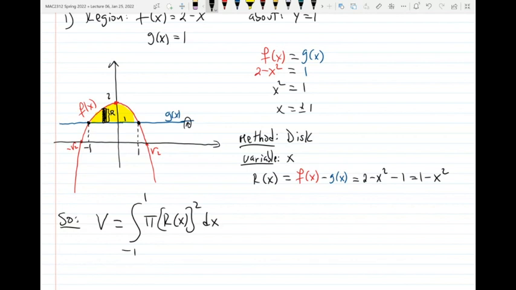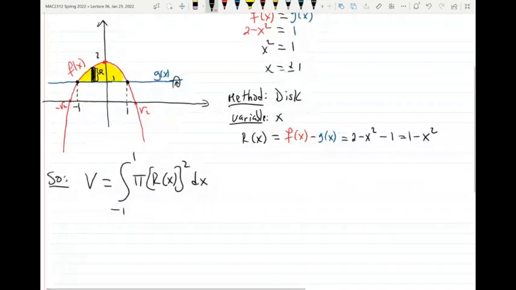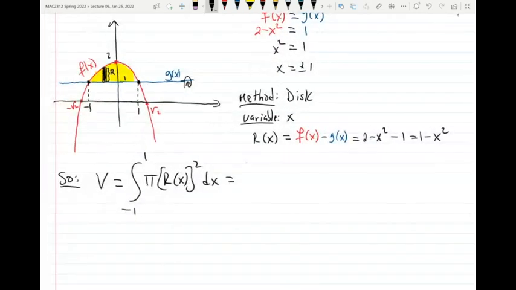Again, this is the area of the base, and dx stands for the thickness. So you can remember this method, the volume of the disk: the area of a circle times the thickness of the disk, which is what dx represents. So this is going to be the integral from -1 to 1 of pi times 1 minus x squared dx. Do you understand this?